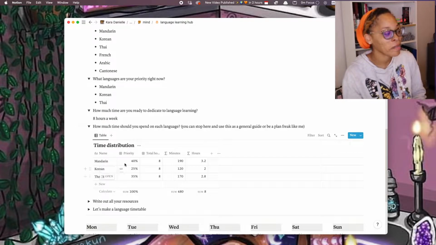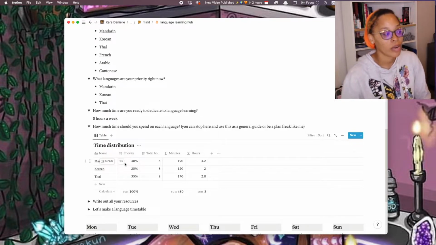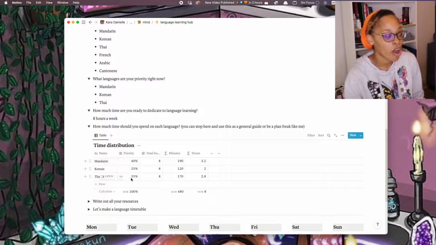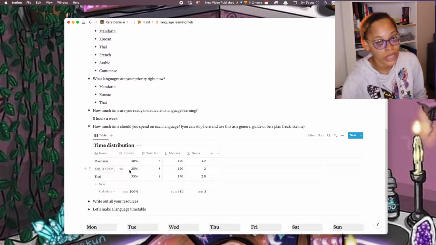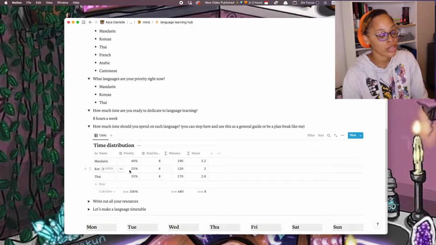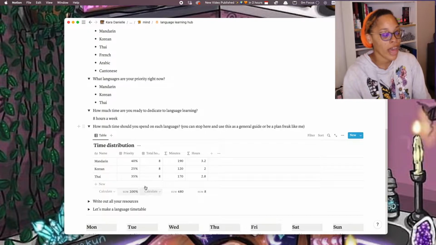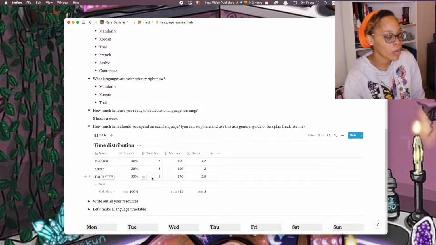Possibly. Anyway, and the sum is 8 hours. So I'm spending 8 hours a week. I need to be spending 3 hours on Mandarin, 2 hours on Korean, and then 2 and 3/4, almost 3 hours, on Thai. So that's that. Then we're gonna skip over resources because I'm still working on that part. Let's make your language timetable.